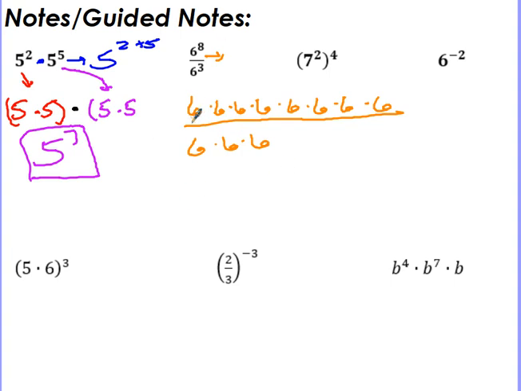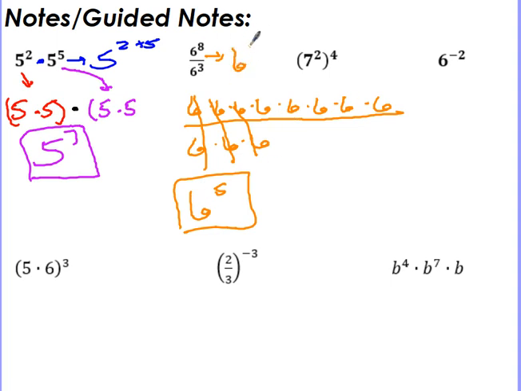Well, what happens is whenever you have a number divided by itself, that equals 1, and they cancel out. So all of these cancel. Well, what am I left with? I'm left with 5 6s on the top. So my answer is 6 to the 5th power. So what I did is I expanded 6 to the 8th, I expanded 6 to the 3rd, and I'm left with 6 to the 5th. Because when they cancel out, I have 5 left over.